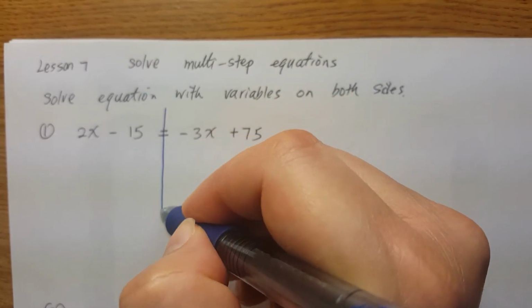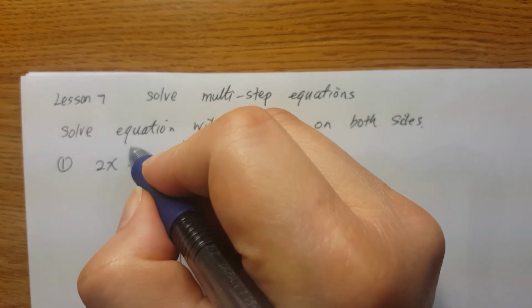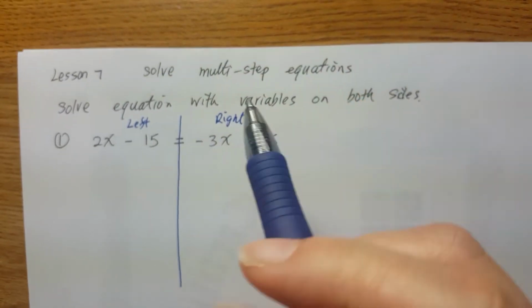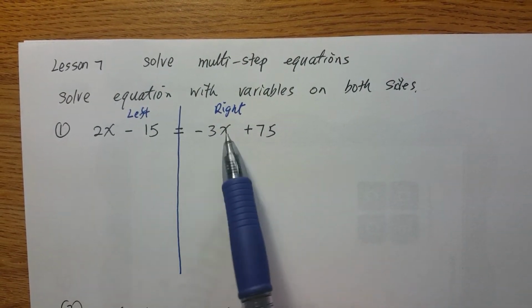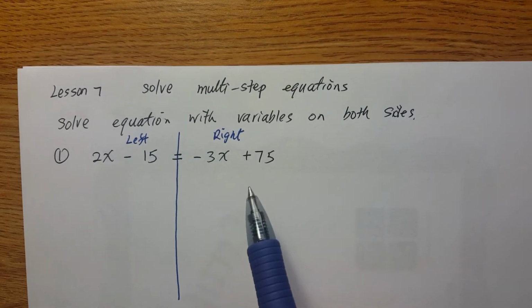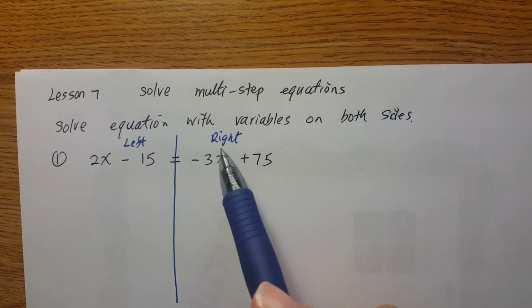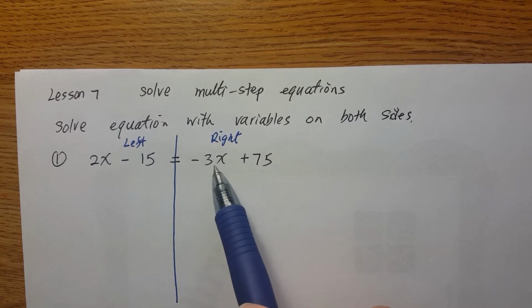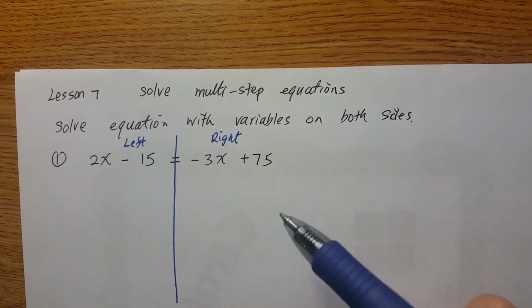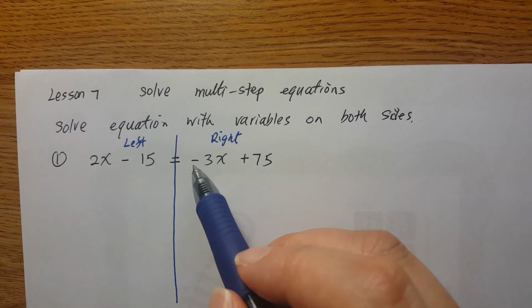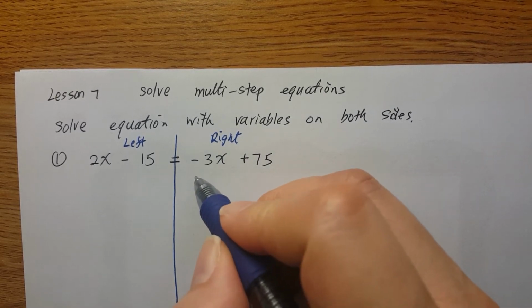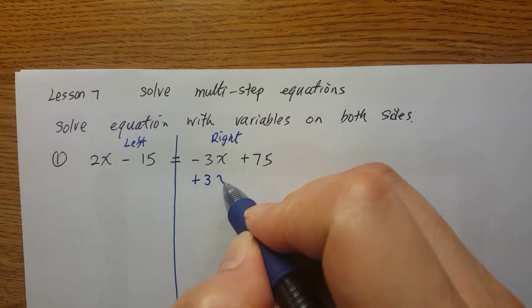The equal sign divides the equation into two sides, the left and the right. Now we have a variable on the left and we also have a variable on the right. For this kind of equation, we always begin with the right. We try to make the term with the variable disappear using inverse operation. On the right, we have minus 3x. So now we have to use the inverse, which is plus 3x.